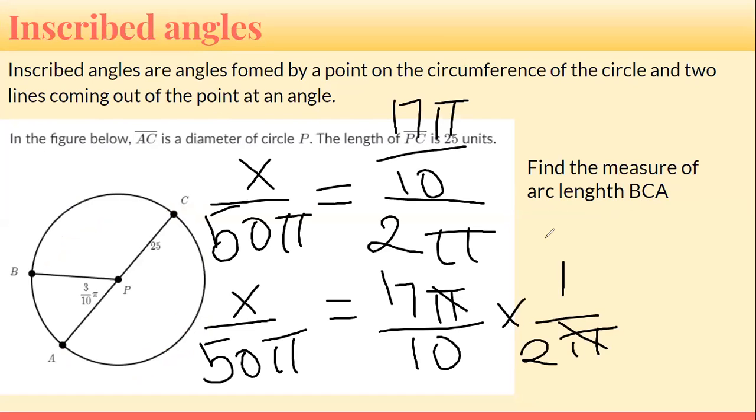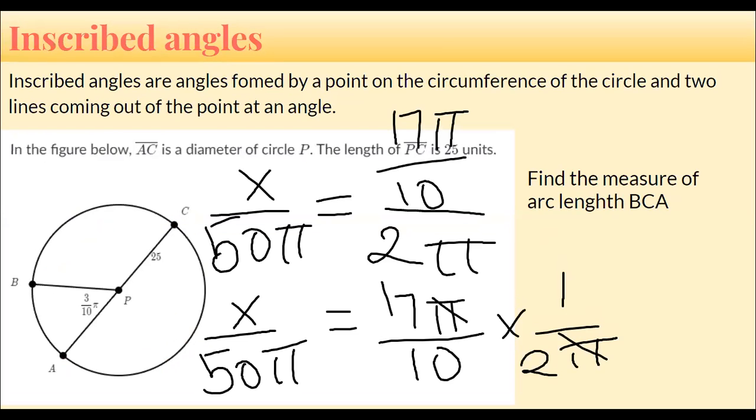As you can see, you need to find the angle measure. That would be 2 pi minus 3 over 10 pi, which is equal to 17 pi over 10. And we have the radius, so we can find the circumference. Okay, and now we're just solving. We set up a proportion, and now we're just solving.